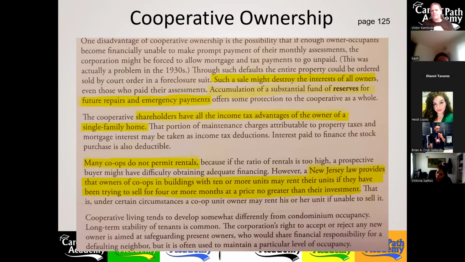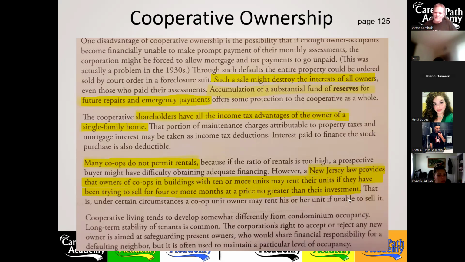Now, listen, different co-op complexes may have different rules; they may be okay with rentals, but the majority of them out there are not. So, under certain circumstances, co-op unit owners may rent their unit if they're unable to sell it. And that's if they have 10 or more units in the complex. That's what the New Jersey law says. So regardless of any bylaws that the cooperative may have, if the complex is 10 or more units and the owner is trying to sell it at a price no greater than their purchase price for at least 4 months and they can't sell it, they're allowed to rent.